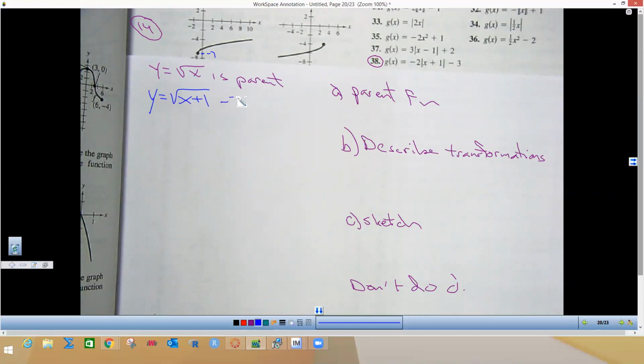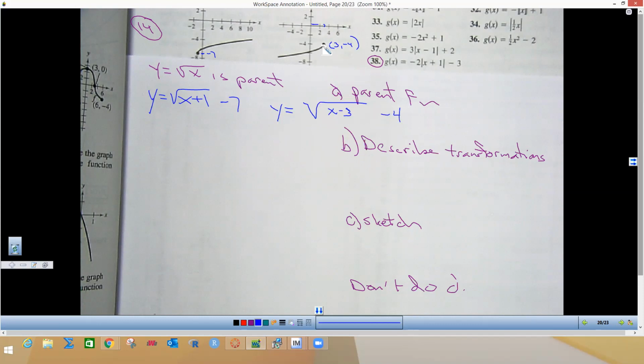Down 7 means -7. Now this one's a crazy one here because the vertex has been moved right 3 and down -4. So it's been moved right 3, down -4. So what that means is the right 3 is x minus 3 in there. X minus 3 is in there. And then I got a -4 way out here.